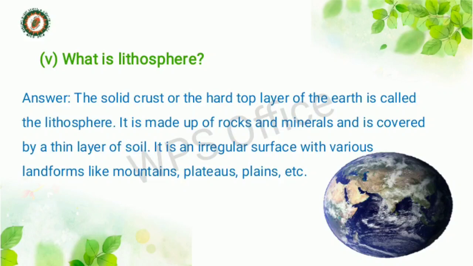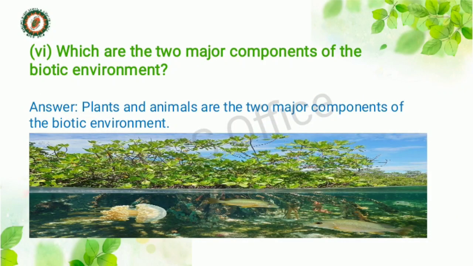Now look at question number 6. And the question is, which are the 2 major components of the biotic environment? And the answer is, plants and animals are the 2 major components of the biotic environment.